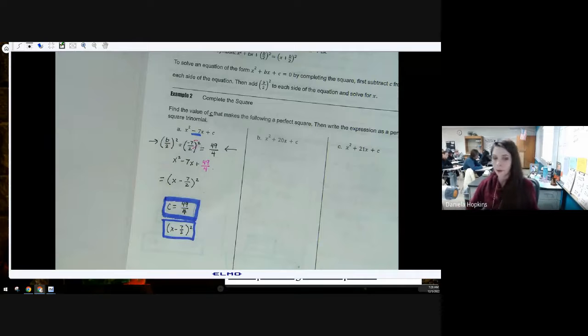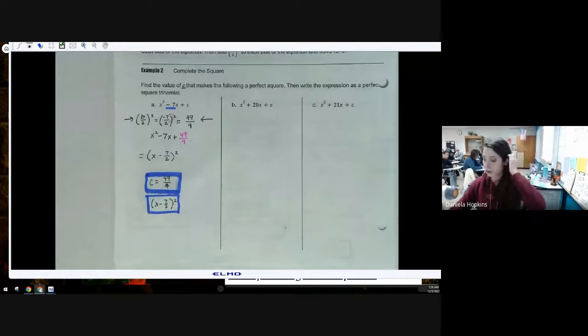Okay, it's no fun when they're odd. I don't know why I started with an odd one. Let's look at B.